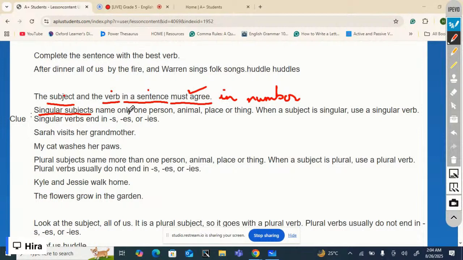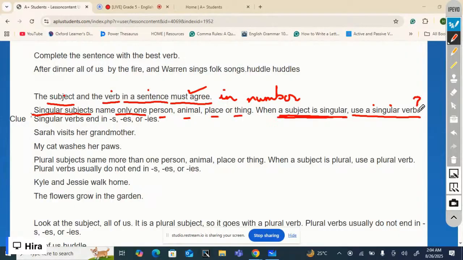Singular subjects name only one person, animal, place, or thing. You know that singular subjects name only one person, one animal, one place, or one thing. So when a subject is singular, use a singular verb. When a subject is singular, it is one person, one animal, one place, one thing.